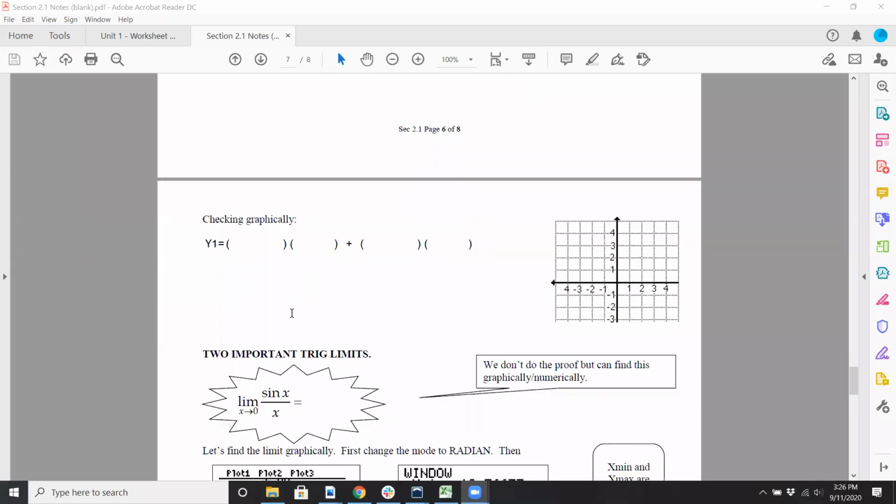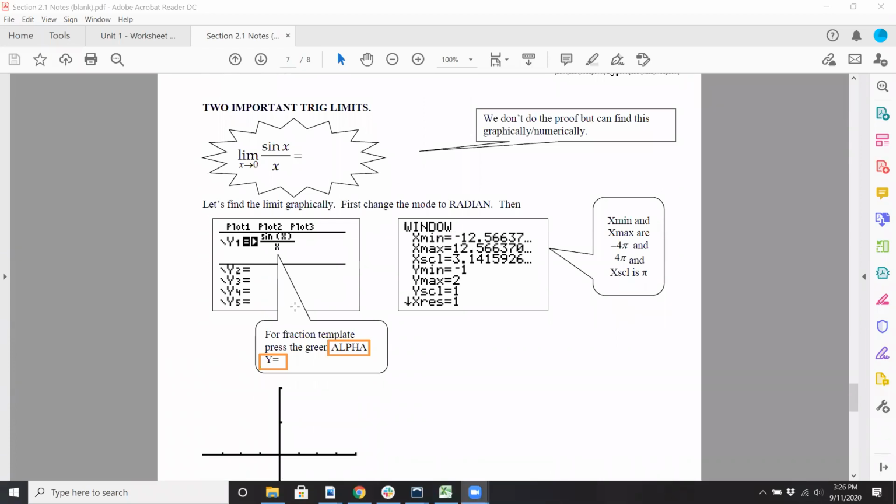Let's keep moving. Okay, now we're going to talk about trigonometry. So here we have sine x over x, the limit as x approaches 0. We're not going to do the formal proof, but we will investigate this graphically and numerically.